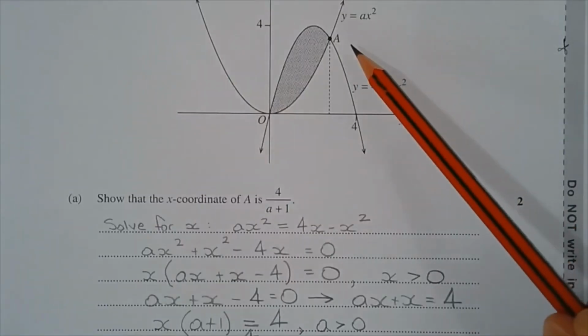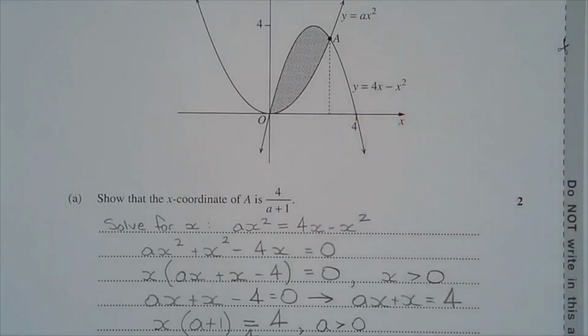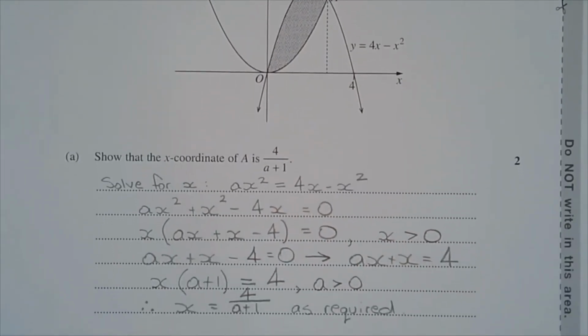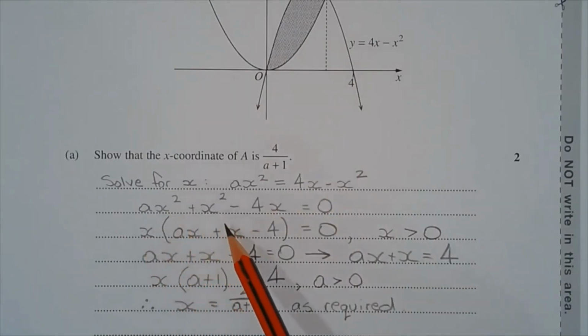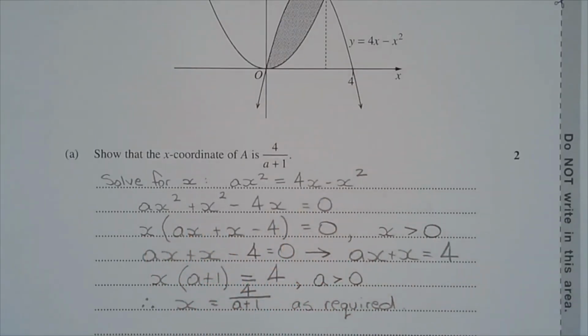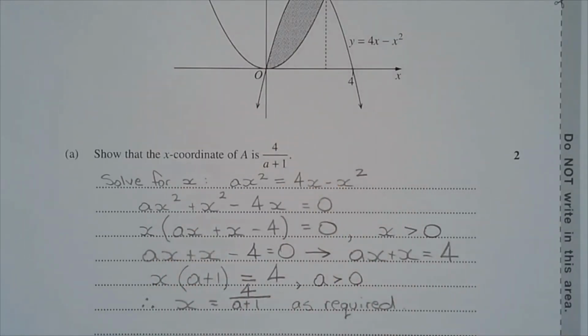The x-coordinate of point capital A is found by equating y equals ax squared with y equals 4x minus x squared. So we're going to solve for x the equation ax squared equals 4x minus x squared. Moving everything over to the left-hand side, we have ax squared plus x squared minus 4x equals 0. Factorising out x, we have x outside of (ax plus x minus 4) equals 0. Now one of the solutions is x equals 0, which represents the x-coordinate of the origin. The other solution is found by solving ax plus x minus 4 equals 0.